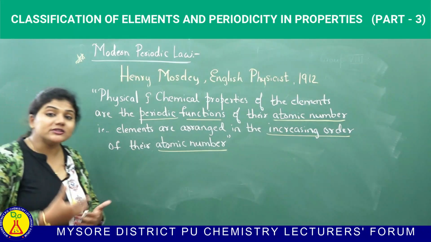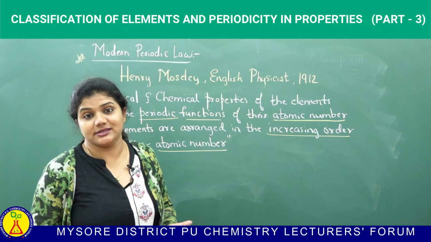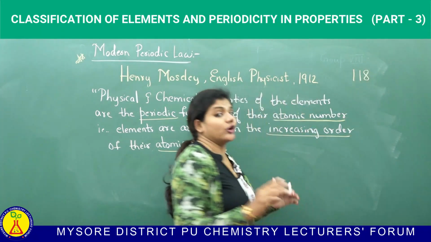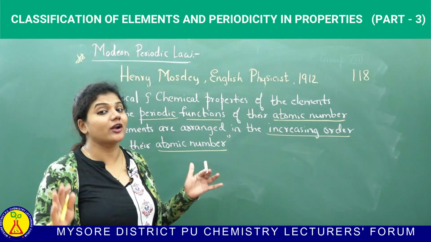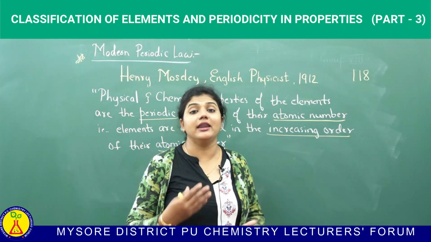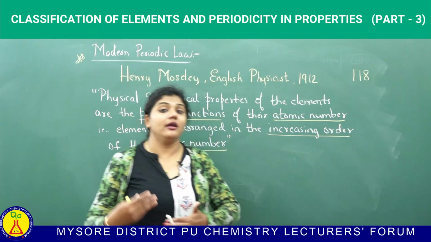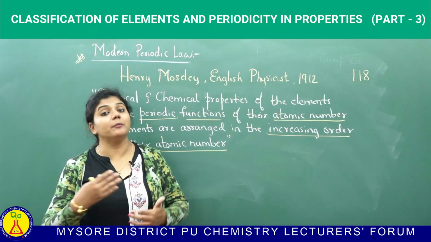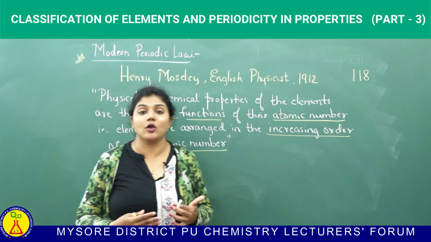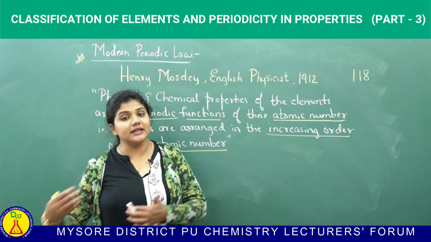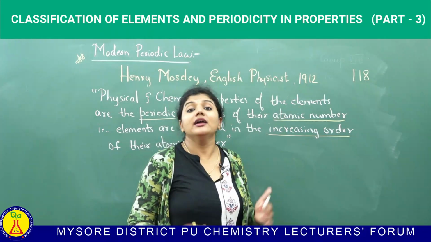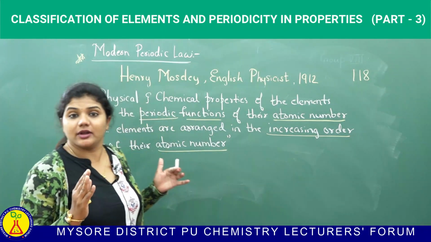In this way Moseley started arranging the elements. He could successfully arrange around 118 elements in the periodic table. Most of them are naturally occurring. But the recent ones, especially elements after atomic number 100, we call synthetic or man-made elements. Most of the recently developed elements are man-made. Otherwise, most of the elements are called naturally occurring elements.